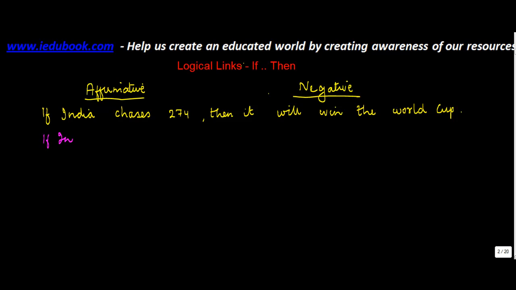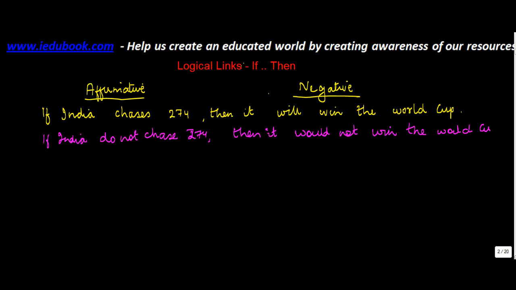If India do not chase 274, then it would not win the World Cup. Now if you notice, both the statements have the same meaning, right? And we are not looking at a situation where there is a tie. So I'm assuming that when it says chases, it means that you surpass the 274 score.